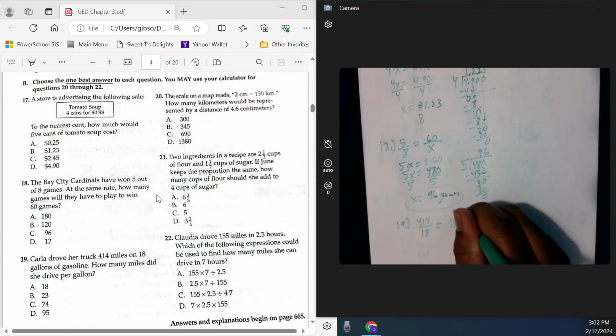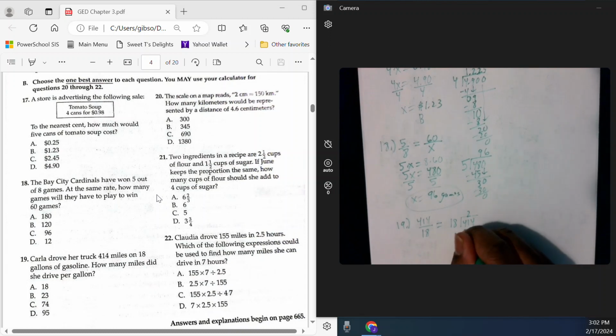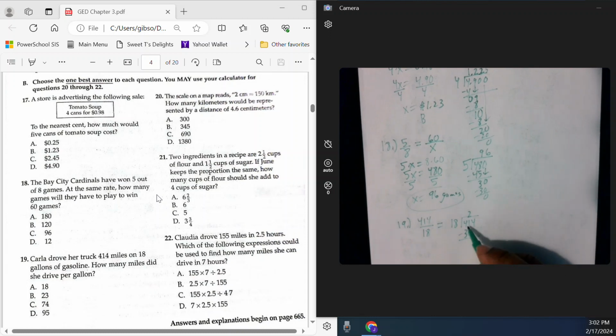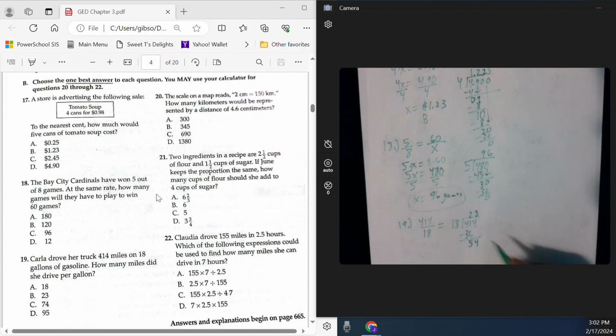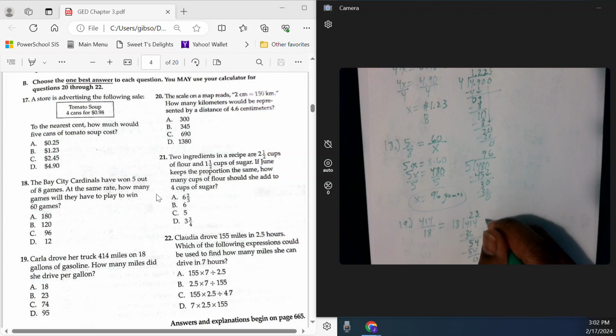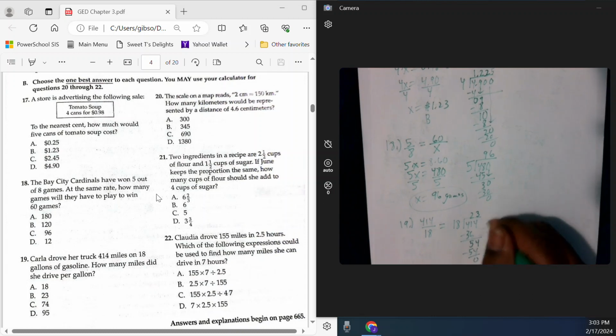18 goes into 41 twice. 2 times 18 is 36. 41 minus 36 is 5. Bring down our 4. 18 goes into 54 3 times. 3 times 18 is 54, and we have no remainder. So our final answer here would actually be 23, which is B.